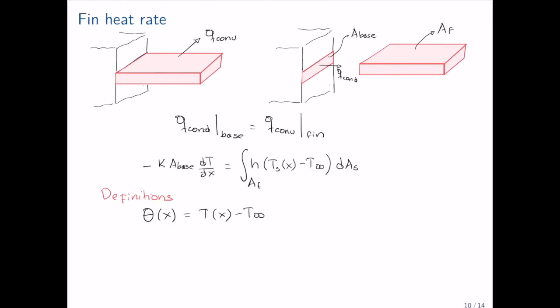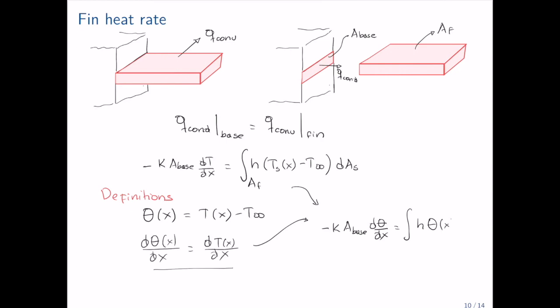To simplify this expression, we are going to define theta of x as the difference of the temperature minus T infinity. If I take the derivative of theta with respect to x, it is going to be equal to dT/dx minus 0, because it's the derivative of a constant. So I can rewrite that equation using this result as minus k multiplied by the area of the base, d theta/dx, because dT/dx is equal to d theta/dx, equal to the integral of h multiplied by theta of x dAs, and the integral is over the whole area of the fin.